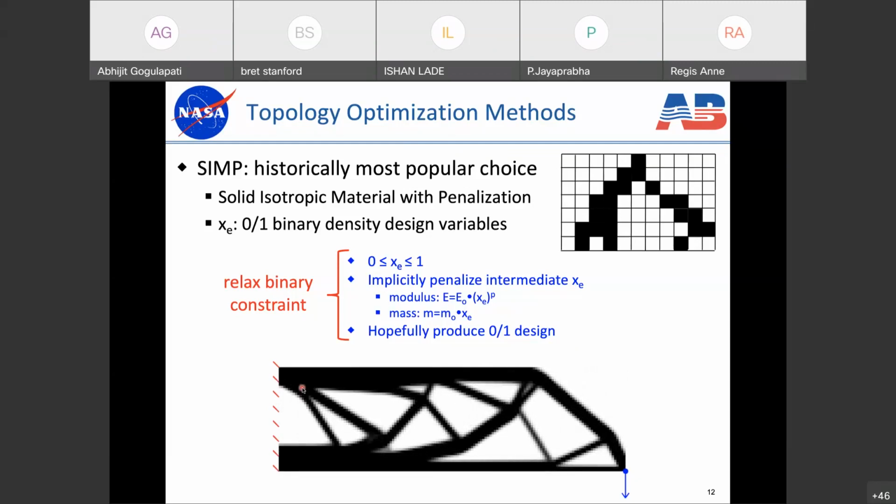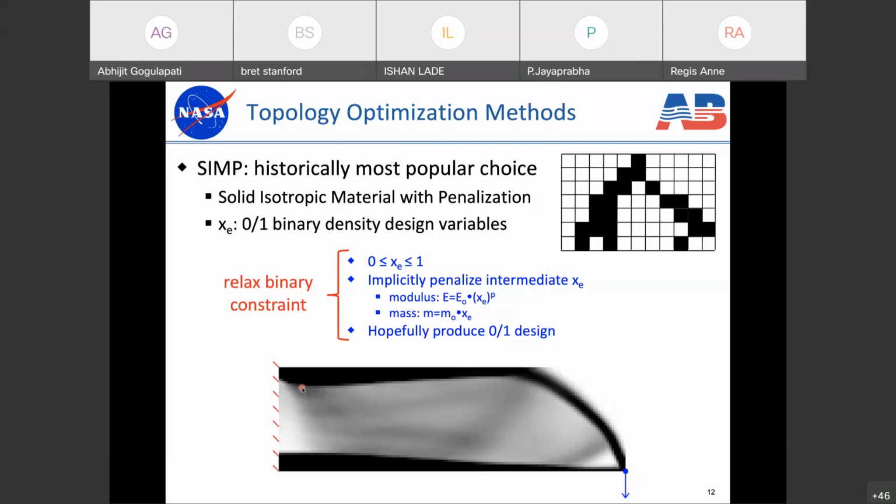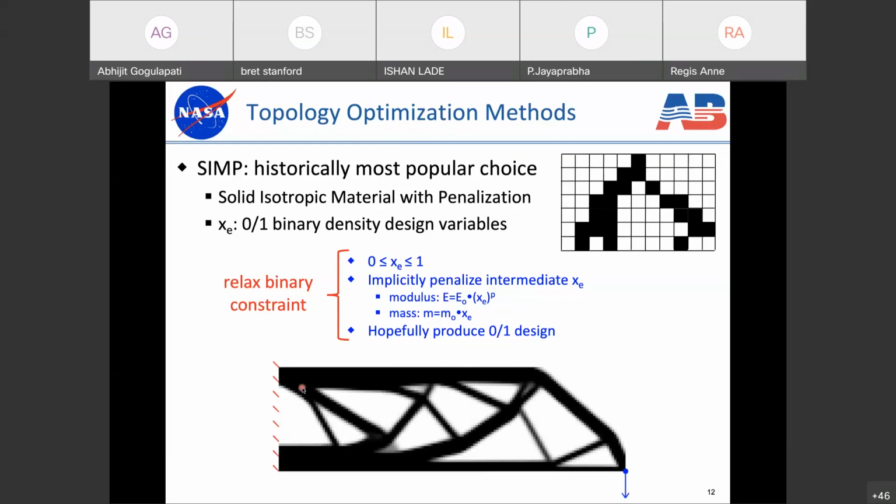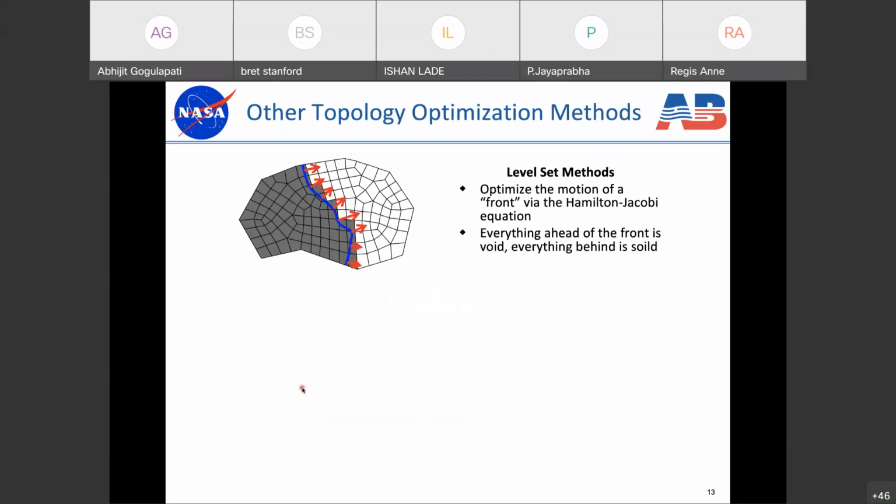And so dissatisfaction with that aspect of the scheme has led to the development of alternative schemes. And I'll talk about a few of them briefly here. One of the alternative schemes to SIMP is known as a family of level set methods. And these level set methods have been extremely popular in the MDO community and in the optimization community over the last 10 or 15 years.